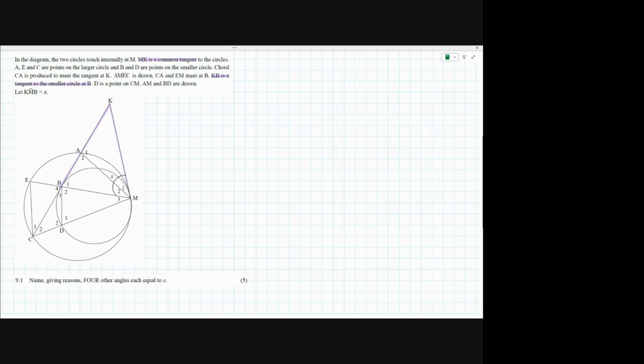We're told that A, E and C are points on the larger circle, so they sit on the circumference, which means that if I joined them potentially with point M, I have a cyclic quad. Chord CA is produced to meet the tangent at K. We've already spoken about that. Triangle MEC is drawn, so we can see that triangle over here. It's not really something you need to highlight, but you can see the triangle MEC if you want to. It's there. So now I've done that.